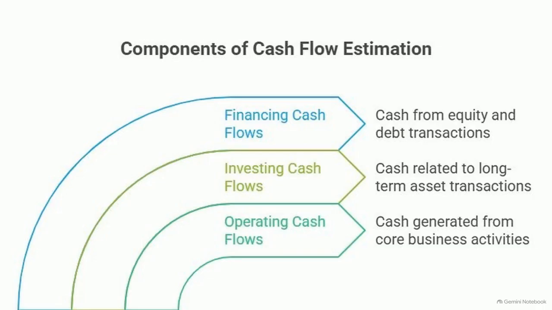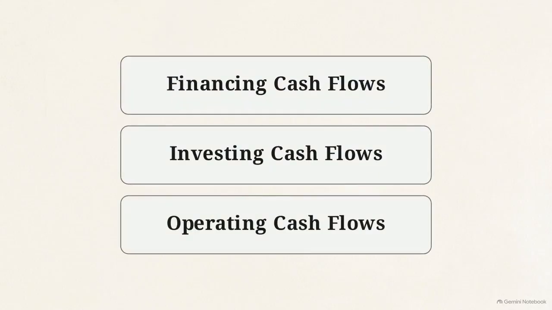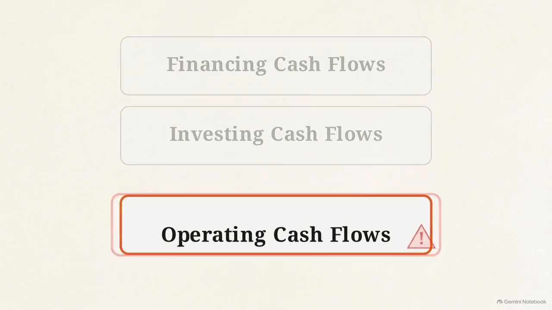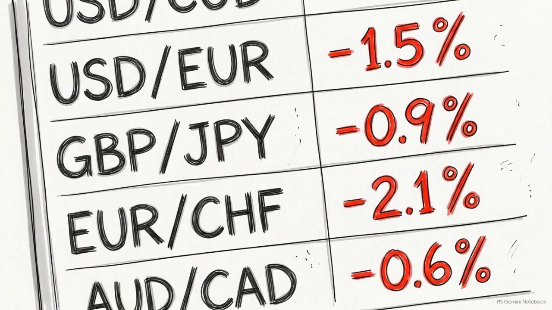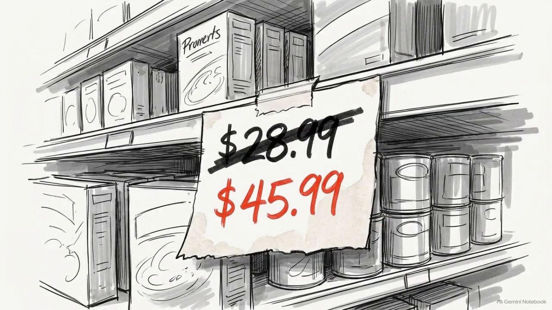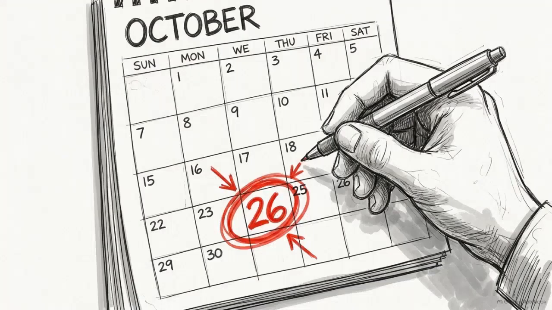This chart outlines the three primary pipelines required to estimate a project's cash flow over its useful life: financing, investing, and operating activities. The structural vulnerability of any financial model lies in that bottom tier, operating cash flows. These figures represent core business activities, meaning they are completely exposed to highly volatile external variables, like foreign exchange rates, local inflation spikes, and global commodity prices.